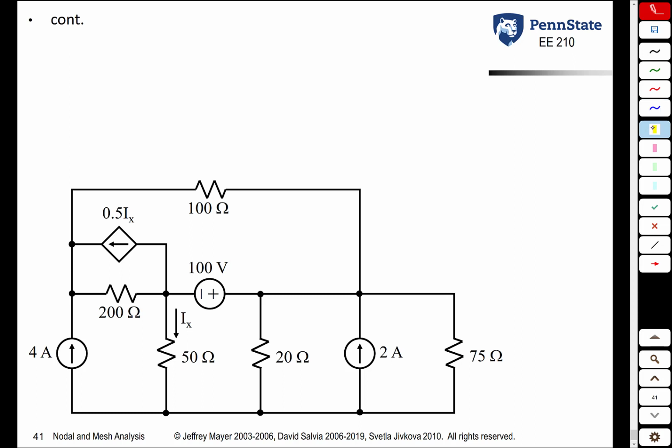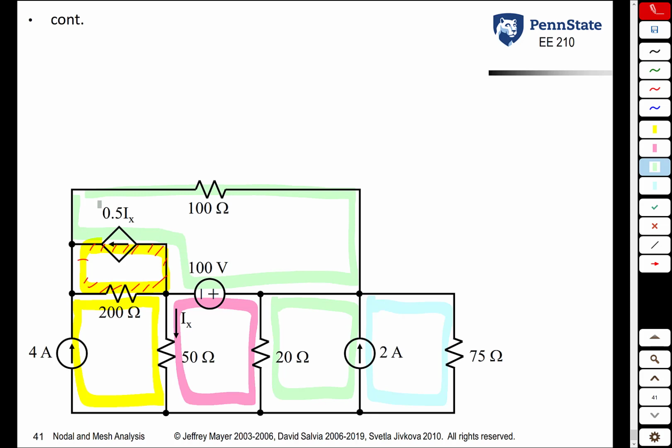So the first step is you define all your meshes. There's a mesh there, one there, one there, one there, one there, and a final one there.